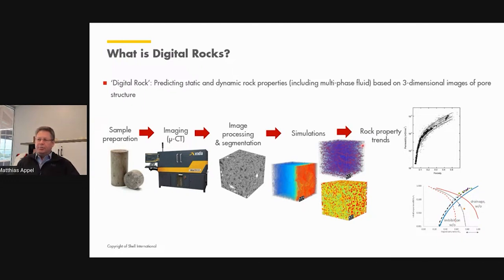And then these rock properties are upscaled again for the entire core plug and hopefully even to a larger scale to be comparable to the reservoir properties. And what's shown here is the classical porosity permeability correlation that is used and basically populated with individual measurements to derive a trend, which then can be used for the field study, or a plot of relative permeabilities, both drainage and imbibition curves, where the digital rock results are then compared with the actual experimental values.